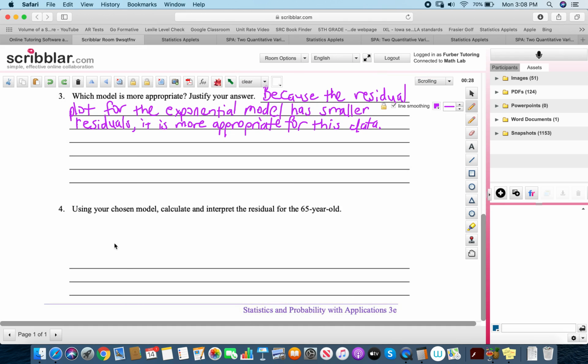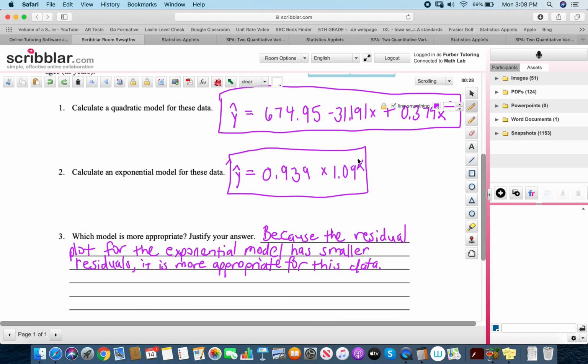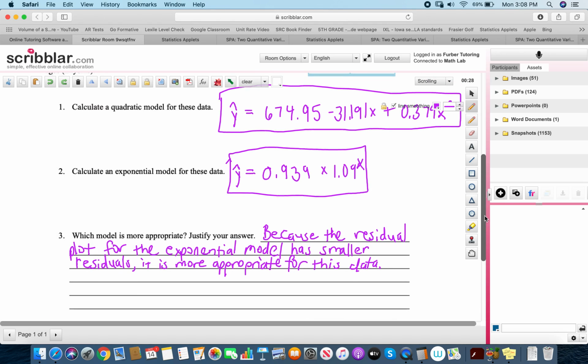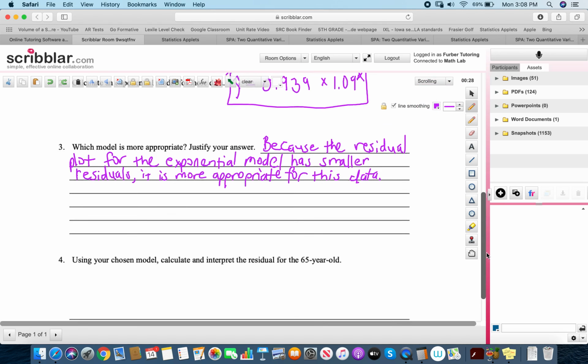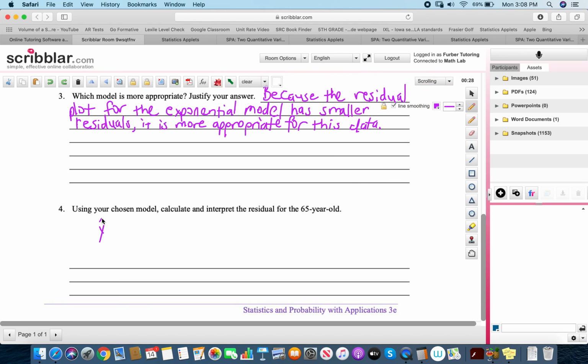And then lastly, using your chosen model, calculate and interpret the residual for the 65-year-old. So I'm going to take my exponential model, since this is the one I thought was more appropriate, and for the number of years, I'm going to put in 65. So y hat equals 0.939 times 1.09 raised to the power of 65.